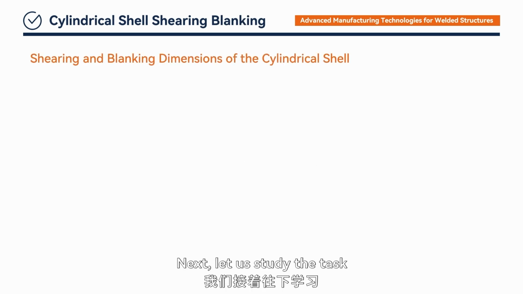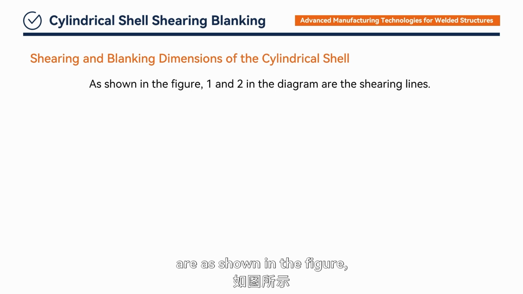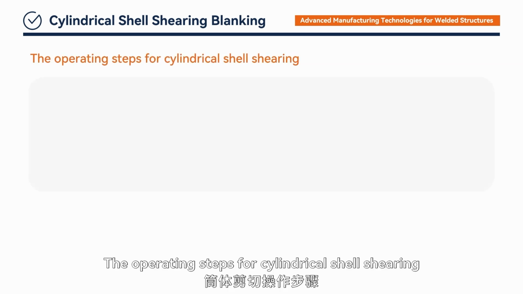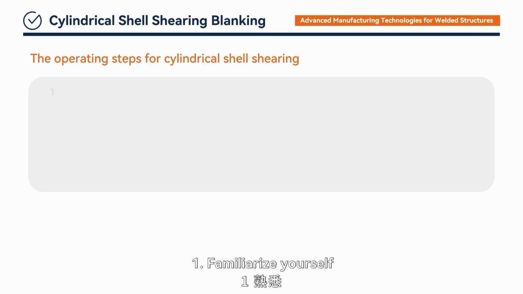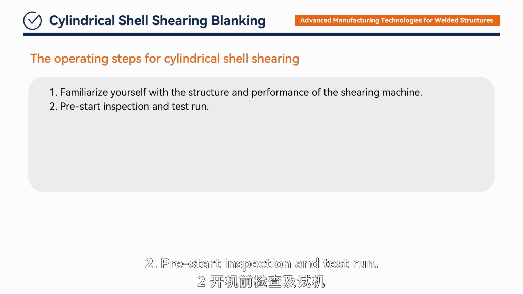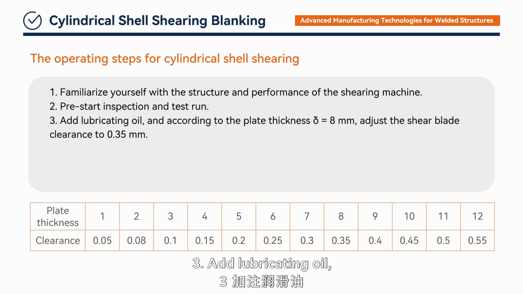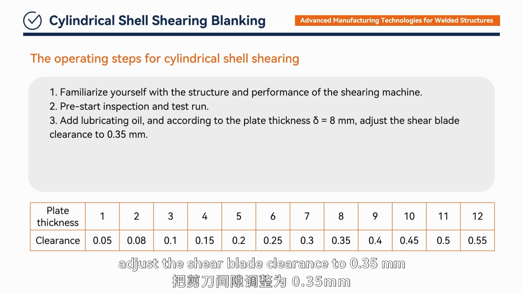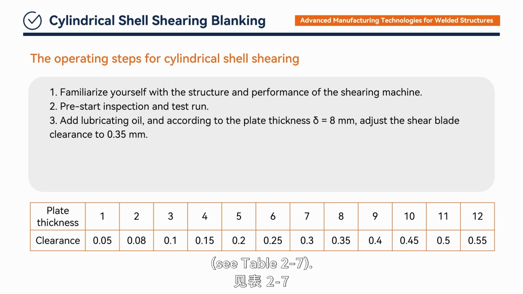Next, let us study the task of cylindrical shell shearing blanking. The shearing blanking dimensions of the cylindrical shell are as shown in the figure, where 1 and 2 are the shearing lines. The operating steps for cylindrical shell shearing are as follows. 1. Familiarize yourself with the structure and performance of the shearing machine. 2. Pre-start inspection and test run. 3. Add lubricating oil. And, according to the plate thickness delta equals 8 mm, adjust the shear blade clearance to 0.35 mm. See Table 27.